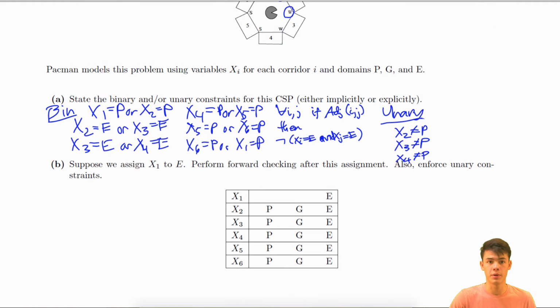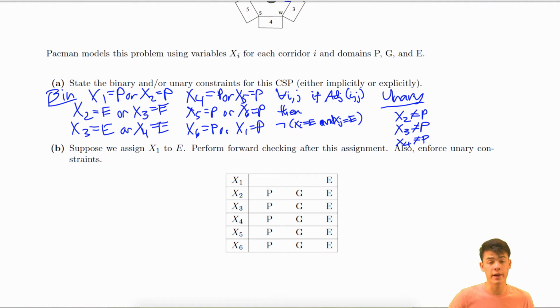Now let's move on to part B. Suppose we assign x1 to be E, so an exit. Then let's perform forward checking after this assignment while also enforcing unary constraints. Let's first do the unary constraints, because that's pretty easy, right? So x2, x3, and x4 cannot be pits. So we can just cross these guys off. All right, from there, let's look at the binary constraints.